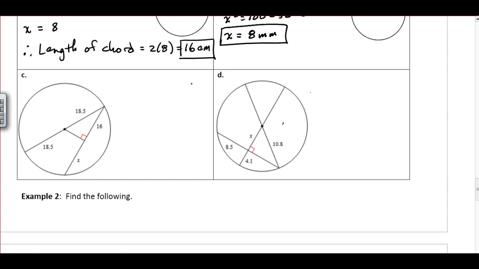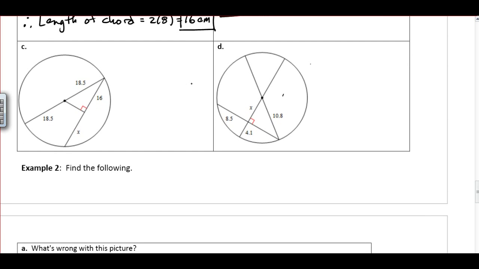Alright, let's take a look at C. Notice I've got a circle with a radius of 18.5, and I have the perpendicular distance to a chord, so that means that these two segments have to be congruent. Okay, get in the habit of marking everything that you know. If I have a segment or a radius that's perpendicular to a chord, it's going to bisect the chord. So for this problem, really, we don't have to do any work. We just know x is going to be 16.